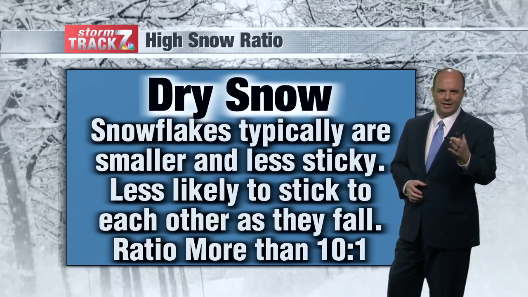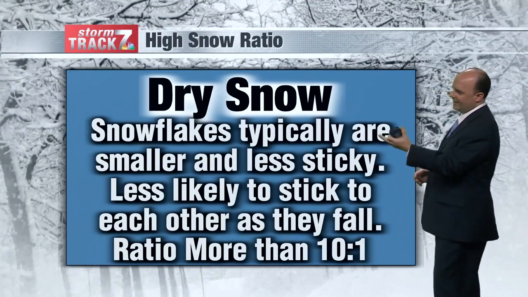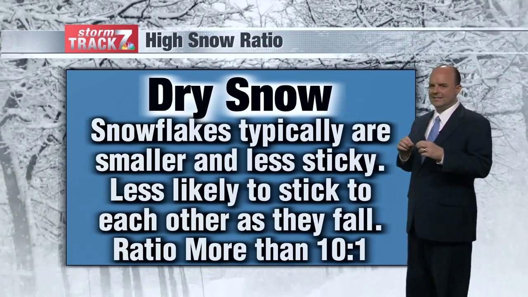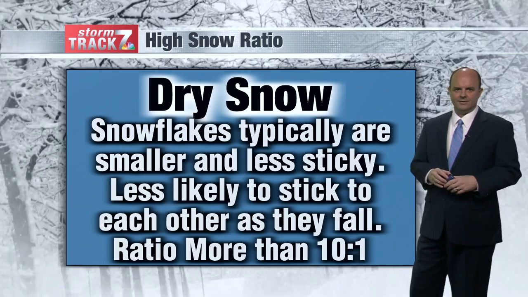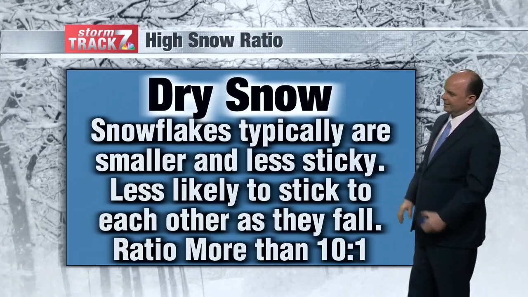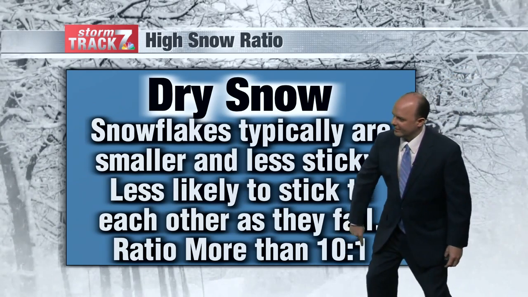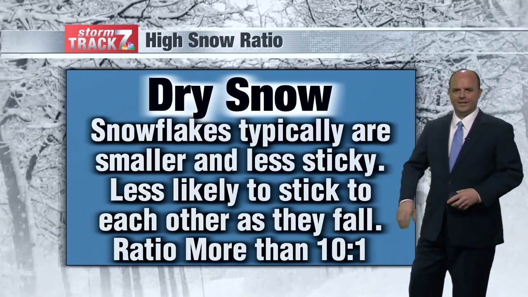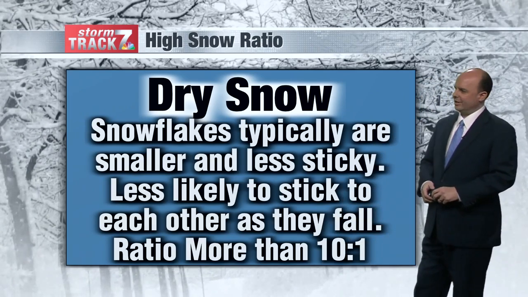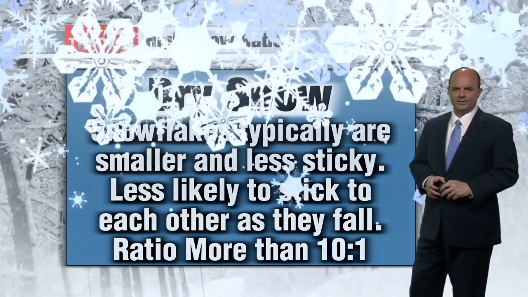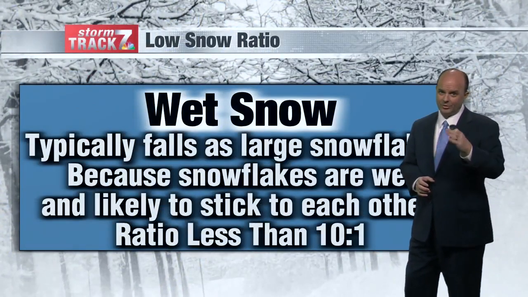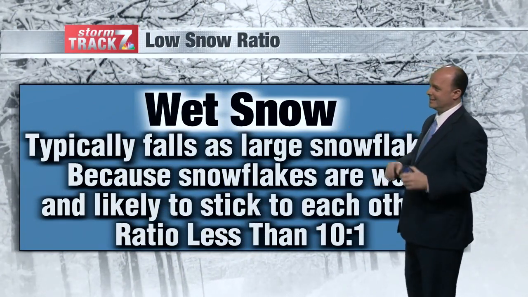So that dry snow, that higher snow ratio, snowflakes typically are a lot smaller and not as sticky. So they don't stick to each other as they fall from the clouds. And so therefore you get a lot of air in between those snowflakes and you get a snow ratio of more than 10 to 1. Again, that average is about 10 to 1 across the area. Not our area, but we'll show you that in just a second, but just in general, a 10 to 1.